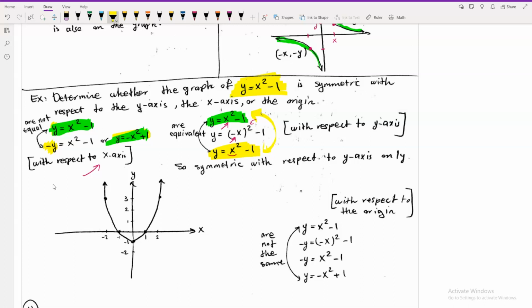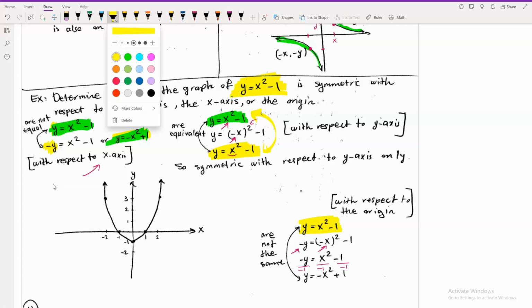Now, for the origin, we should use negative x for x and negative y for y. So this is what is given, and I used negative y for y and negative x for x. So we're going to have negative y equals negative x squared, which is x squared, minus 1. I isolate y, so divide all of these by negative 1, negative 1, negative 1. We're going to have positive y equals negative x squared plus 1.